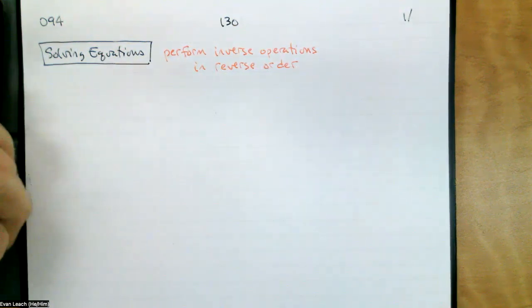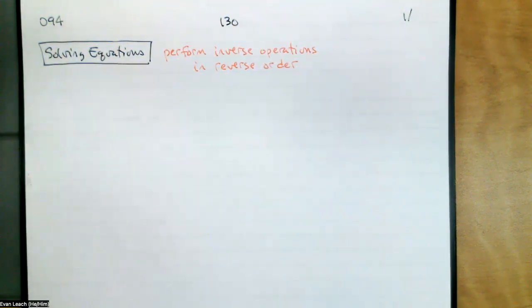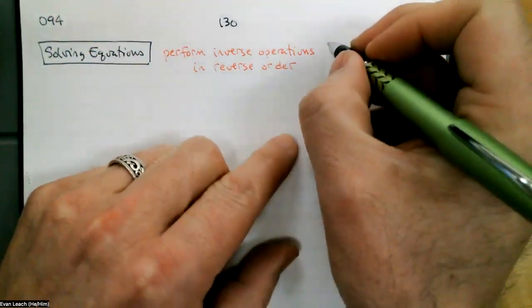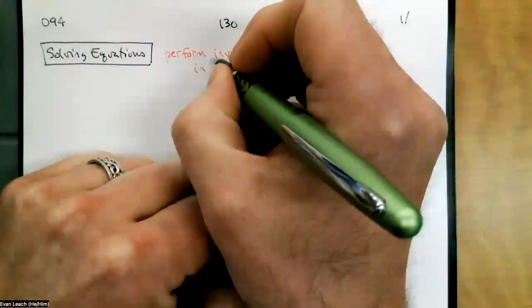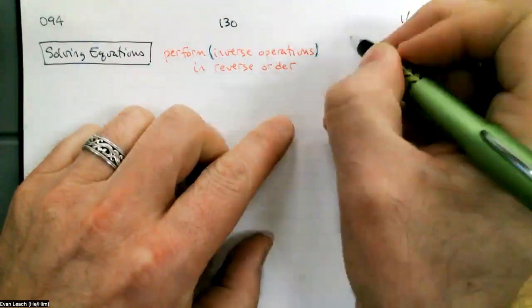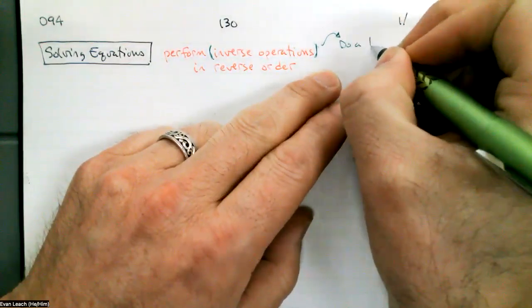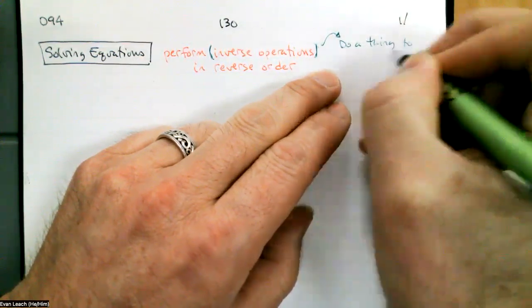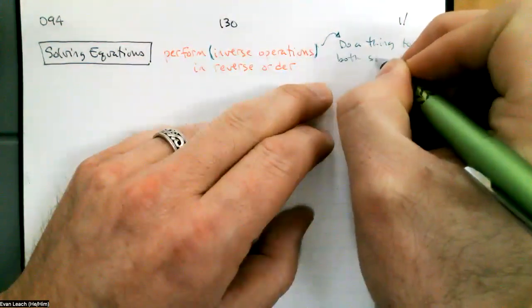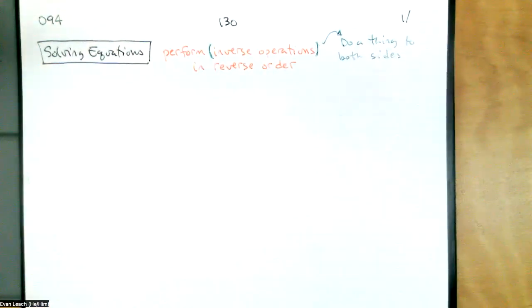So what I mean, think of these inverse operations as the things that you do to both sides of the equation. These inverse operations are the things you do to both sides. This inverse operations business is where you do a thing to both sides. This is where you're going to be doing a thing to both sides of the equation to maintain balance.